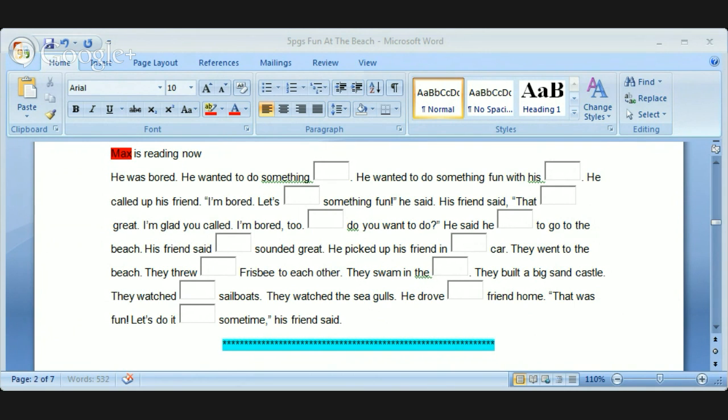They went to the beach. They threw a frisbee to each other. They swam in the ocean. They built a big sand castle. They watched the sailboats. They watched the seagulls. He drove his friend home. That was fun. Let's do it again sometime, his friend said. Okay, good.